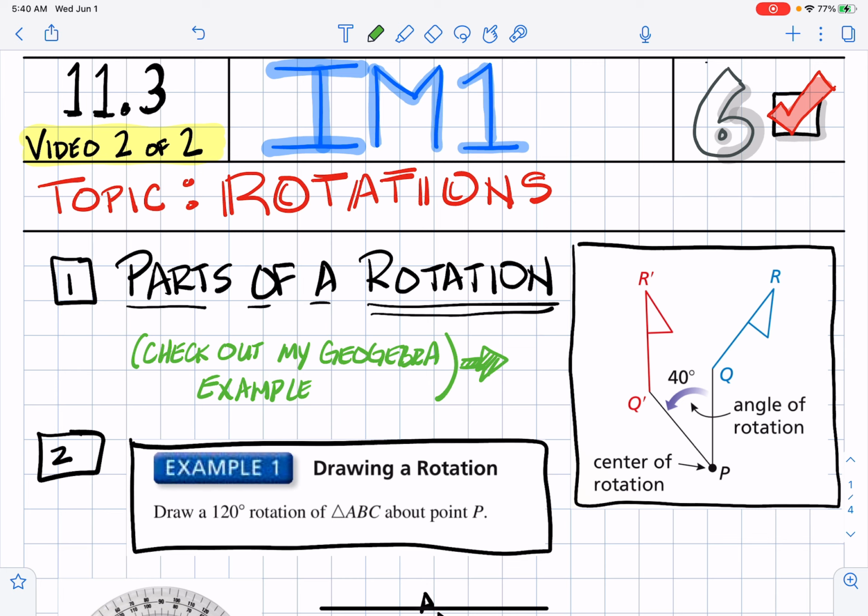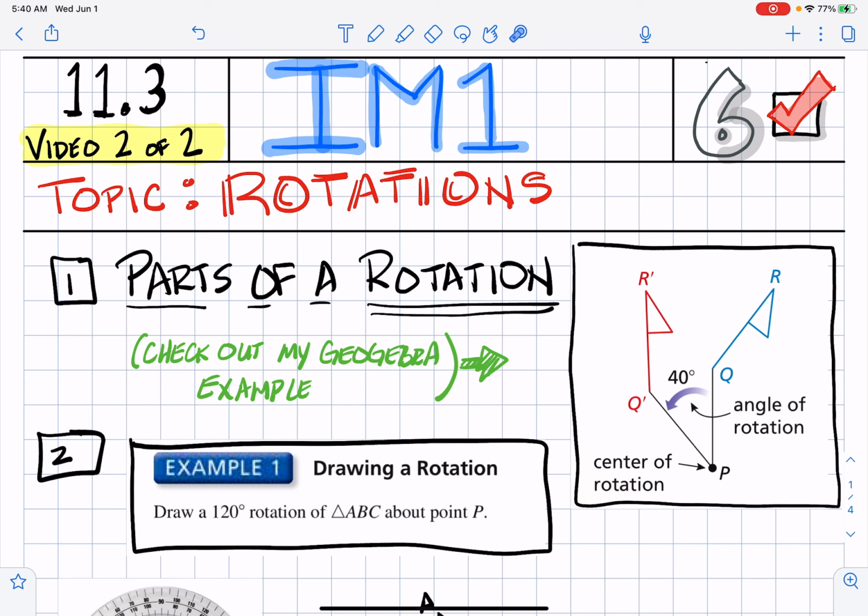The topic for this particular lesson is all about rotations, and there's 6 boxes for us to talk about. So let's get right into it. First, we're going to talk about the parts of a rotation. In this little blue box, the parts of a rotation are as follows. There are 3 main parts here.